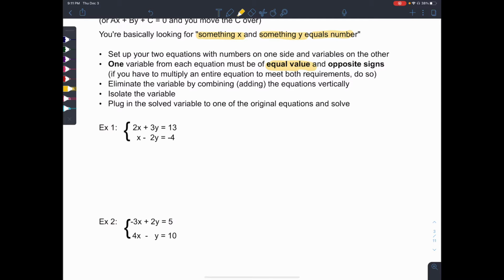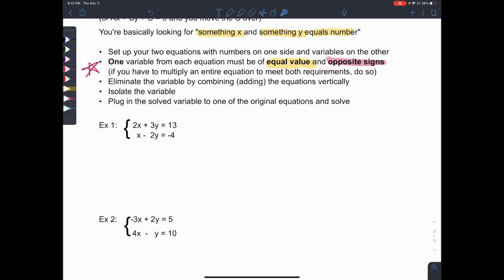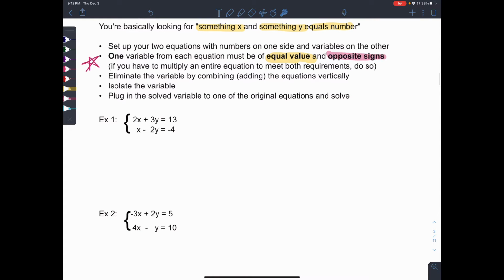Equal value, opposite signs. If you have to multiply an entire equation to meet both requirements, do so. And this is the bulk of the work in elimination, is figuring this out and making sure that this part is done well. So at this point, we'll move on to the first example and see what we mean.